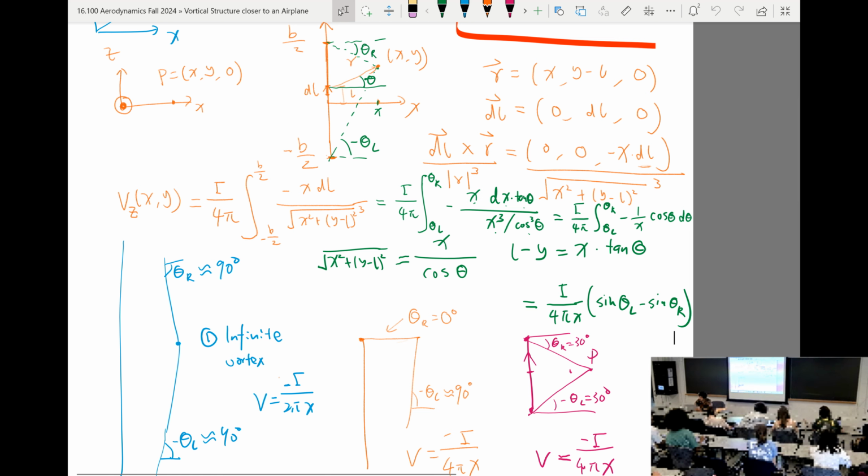Infinite vortex. What we get is V equal to gamma over 2 pi x, right? So this is case 1. Case 2 is a semi-infinitely long vortex, so it ends over here.